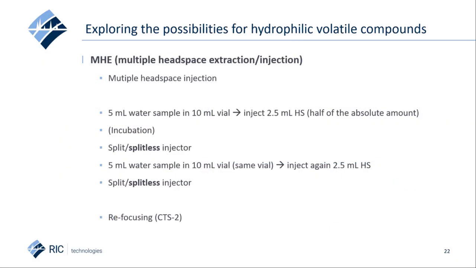Another approach is feasible for these more hydrophilic compounds, applying the multiple injection of the headspace in combination with on-column refocusing. When targeting these type of compounds, we could increase the volume injected, here for example 2.5 ml, half of the headspace volume, and inject multiple times this amount. All is trapped at the beginning of the column, and one single analysis is performed.